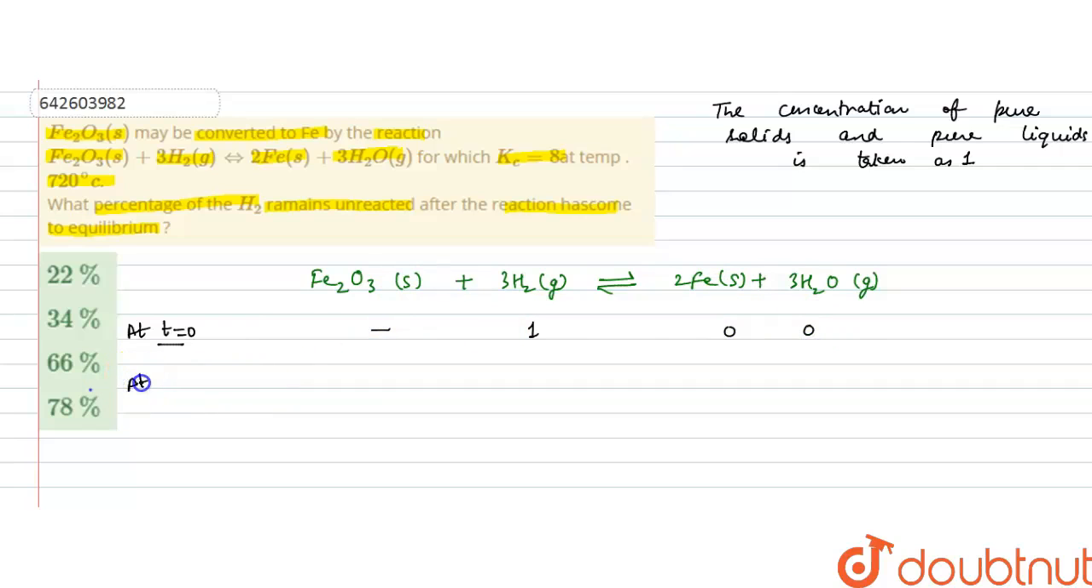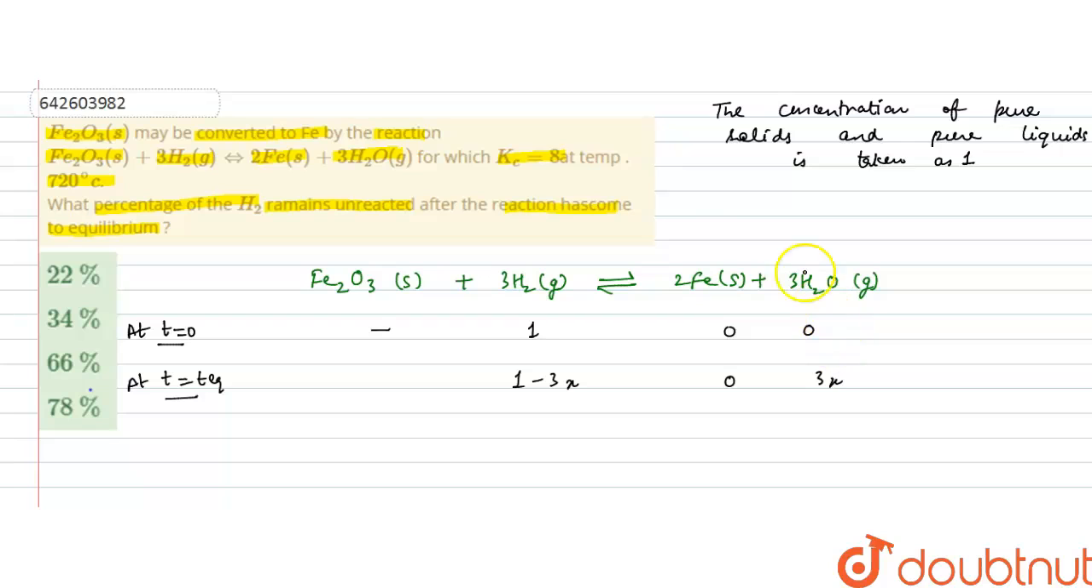Now at time t equals T equilibrium, it means when equilibrium is attained, suppose x moles of hydrogen will be dissociated. So there are 3 moles of hydrogen, so this will be minus 3x and it will be produced 0, and water which is gaseous state will be produced in amount 3x.